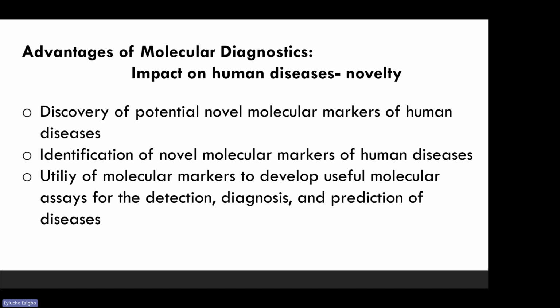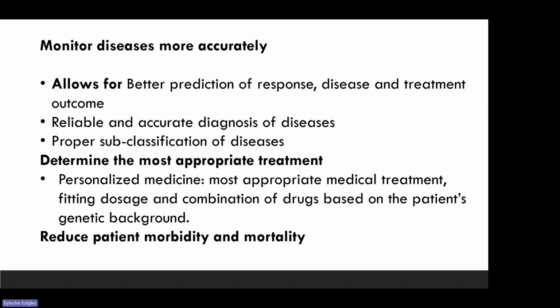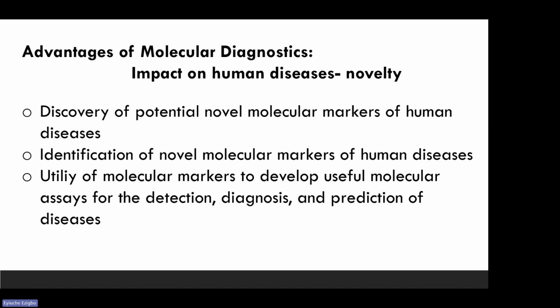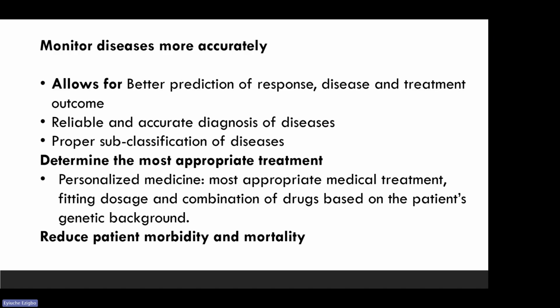We can also use it to monitor diseases, so that we can monitor minimal residual disease in acute leukemia. You can also use it to monitor disease in chronic myelogenous leukemia. It can also be used to identify inherited hematologic disorders, such as the hemoglobinopathies, coagulopathies, thrombophilia, platelet disorders, storage disorders, and all those hematological disorders. This is its advantage and impact on human diseases.